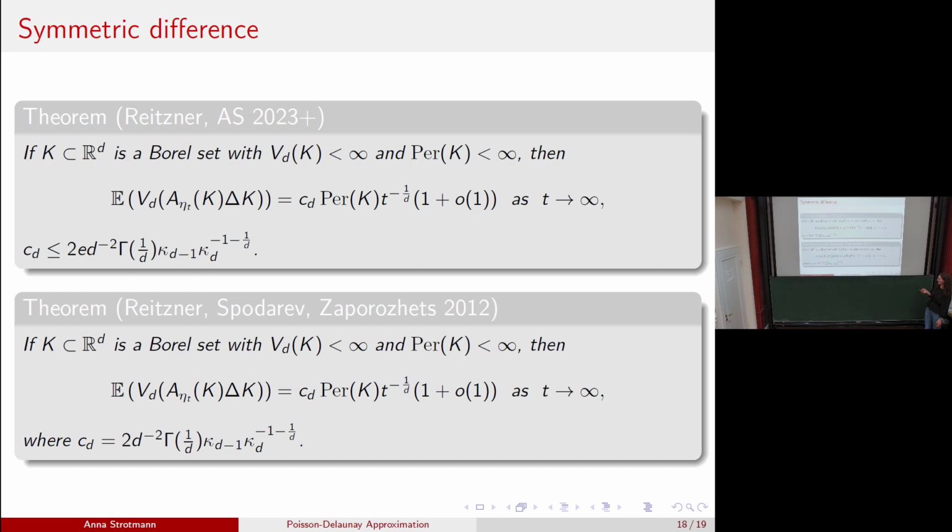And yeah, unfortunately, we were not able to calculate this constant c_d exactly, but there exist quite similar results for the Poisson-Delaunay approximation by Reitzner, Spodarev, and Zaporozhets from the year 2012. And they were able to calculate this bound exactly, and when you compare these two bounds, you can see that they only differ by this additional factor e. And we're not sure, maybe this is a factor of the approximation we had to make, but we can't say that for sure. But at least we can see that the asymptotic behavior is for both approximations quite similar.